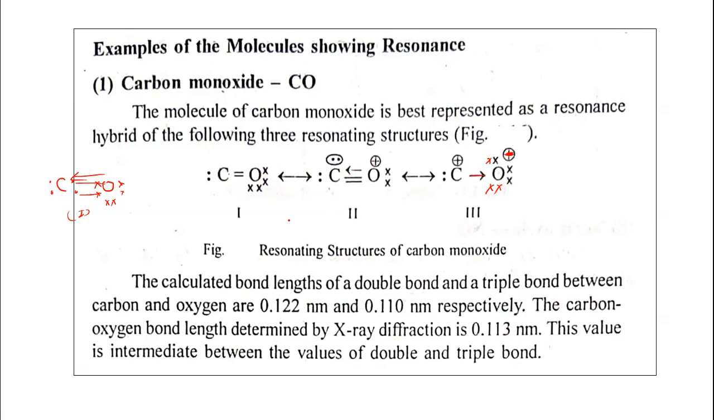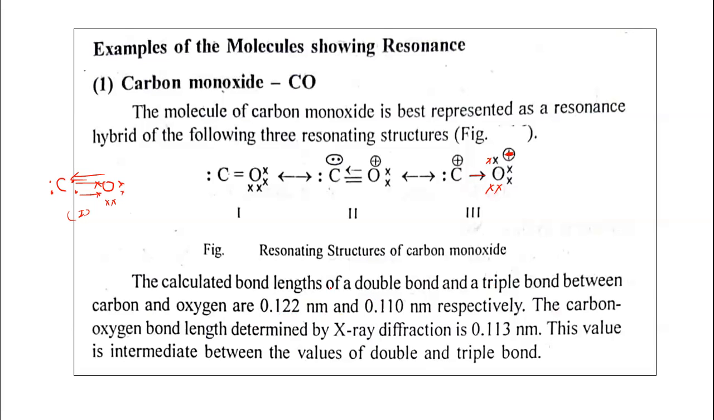Now, what is the true structure of the carbon monoxide molecule? It is the resonance hybrid of these three contributing structures. And it is confirmed experimentally also. You can see the calculated bond lengths of a double and triple bond between carbon and oxygen are 0.122 nanometer and 0.110 nanometer.